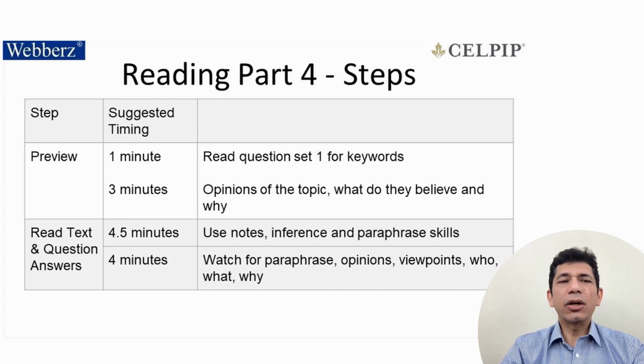Now read the text and the question answers. Take 4.5 minutes for the first part, that is the first 5 questions, and 4 minutes for the next 5 questions. Use your notes, inference techniques, paraphrase skills to find out the answer.